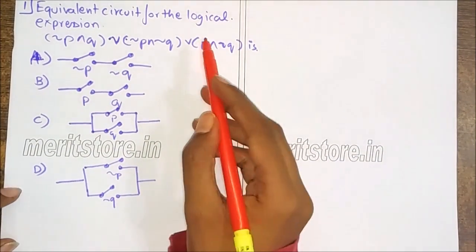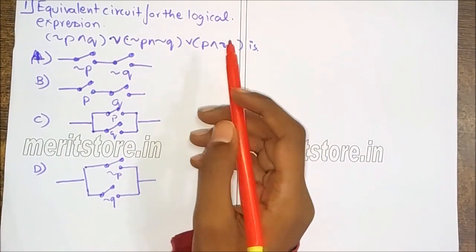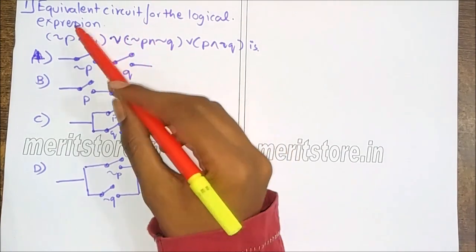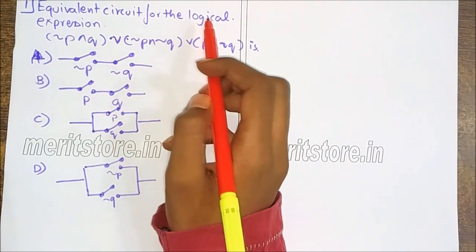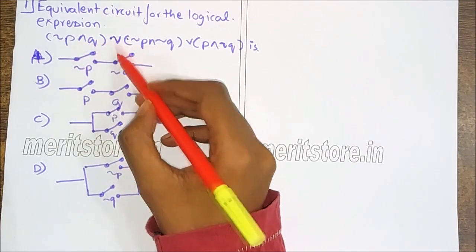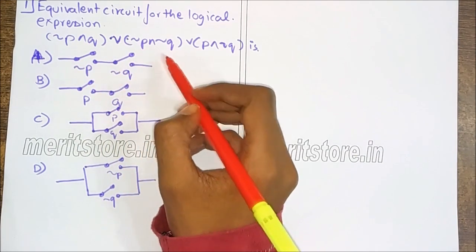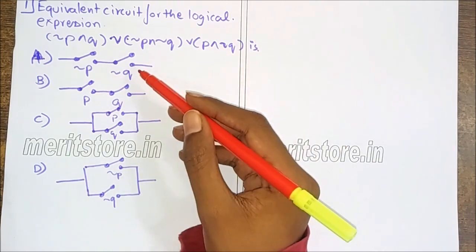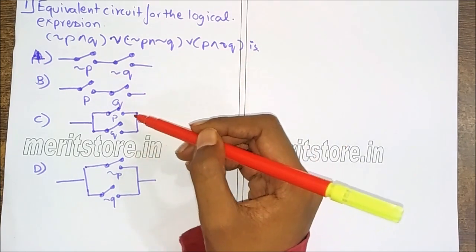Now we will look into some MCQs of the chapter Mathematical Logic. This is the question: the equivalent circuit for the logical expression (negation of P and Q) or (negation of P and negation of Q) or (P and negation of Q). The options are given in the form of circuits.